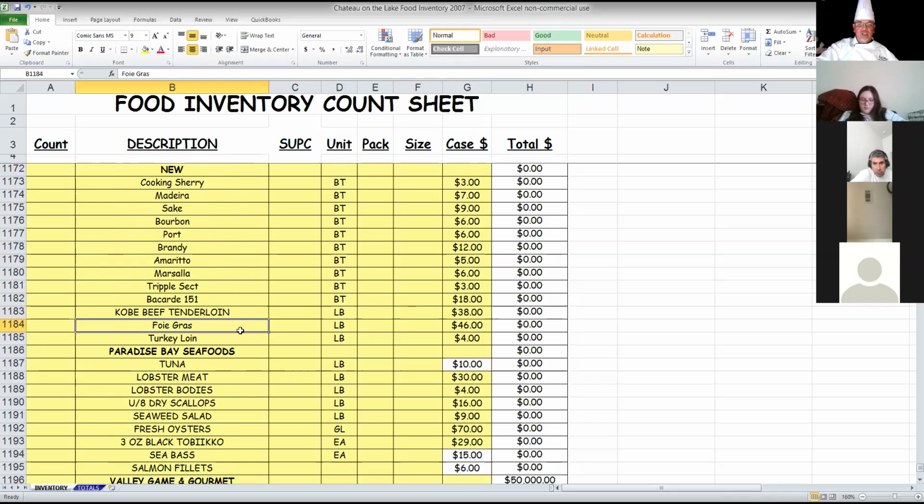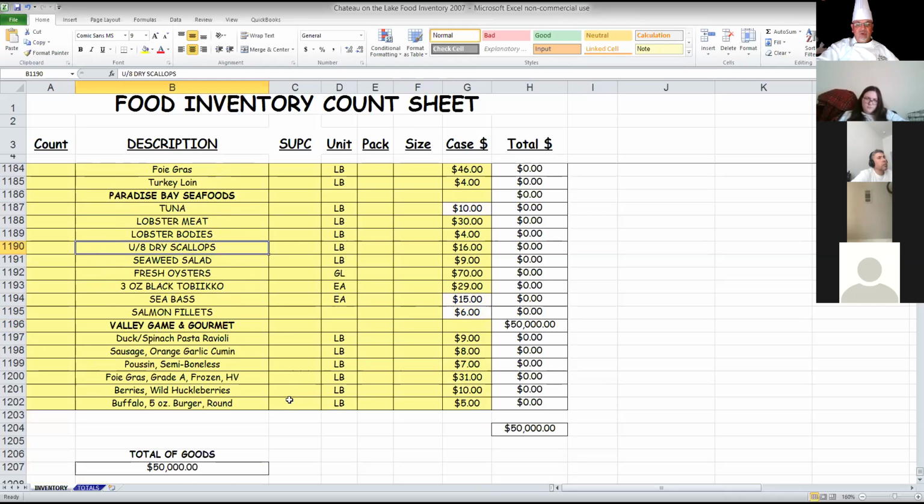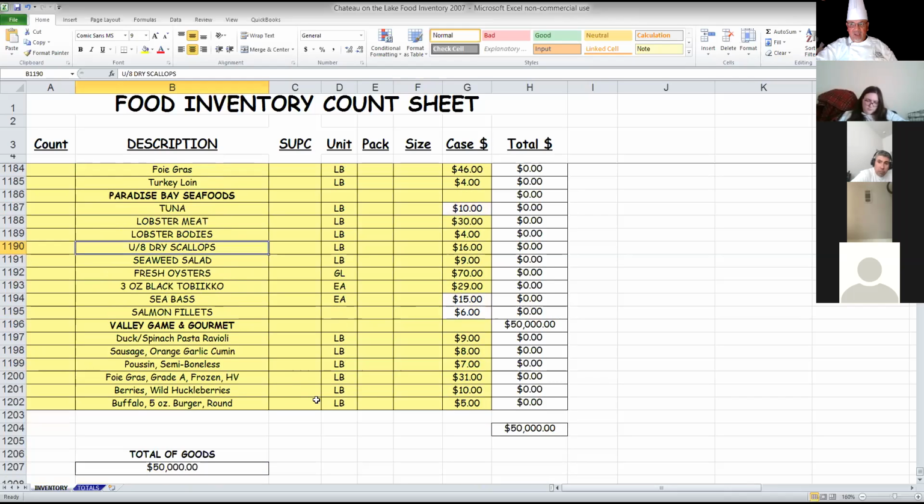Turkey loins. You want to use tuna, lobster meat, scallops, the giant ones under 8. I mean, it's 8 scallops per pound. Seaweed salad, oysters, caviar, sea bass. So this inventory, okay, is massive. It's about $50,000 worth of inventory. Okay, so anything you can possibly think of, it's probably in here.